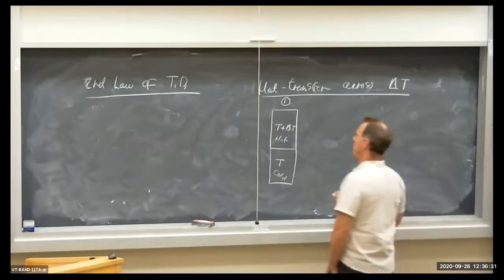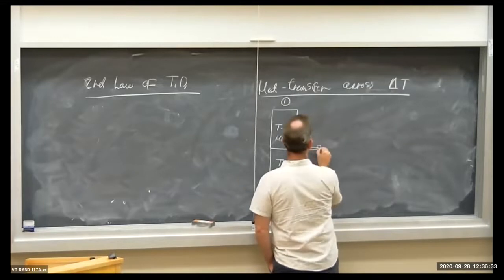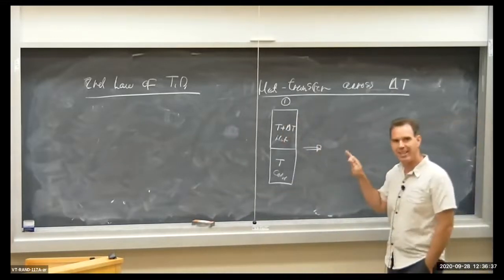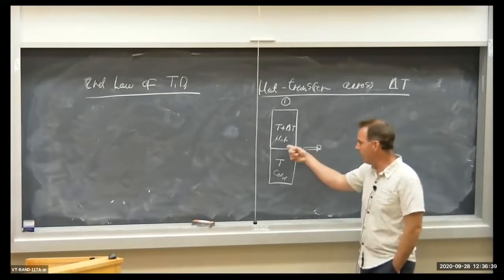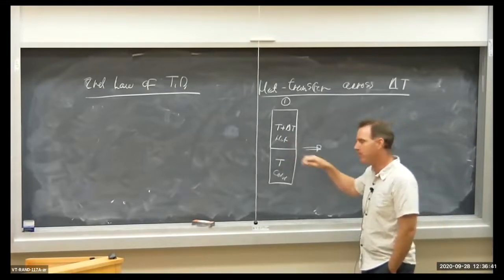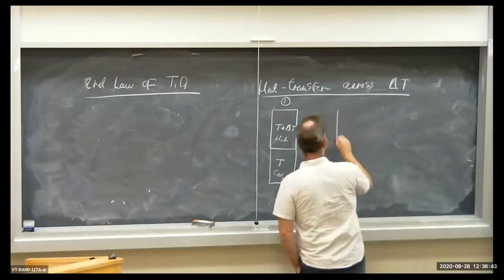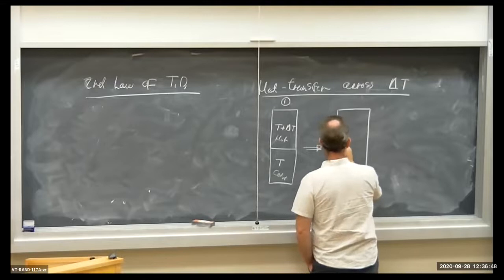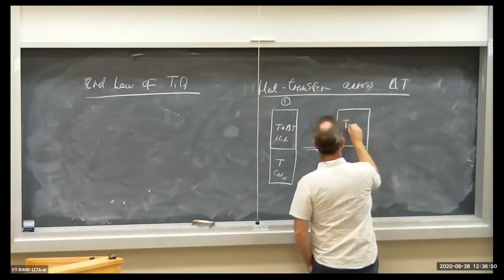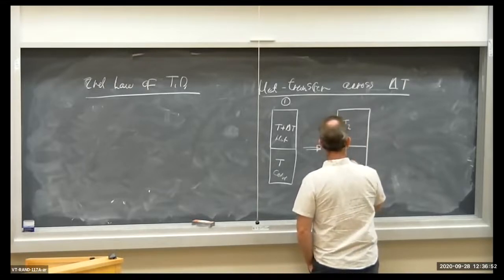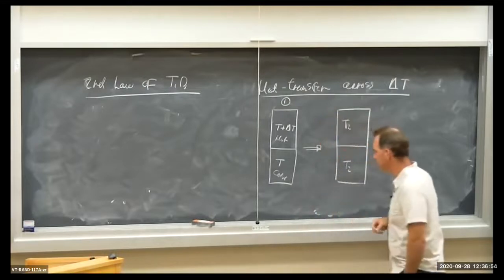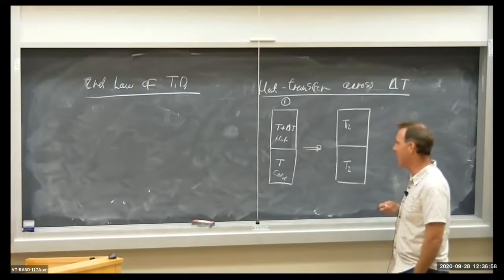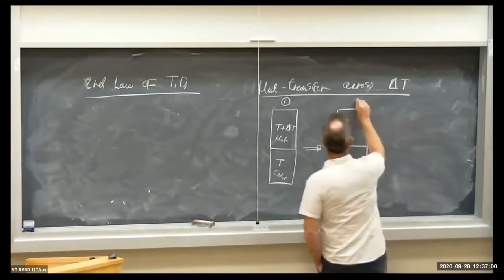Now we know from experience that if we leave these 2 bars in contact with each other, the temperatures will even out. Heat will get transferred from the hot to the cold bar until the temperatures are the same. So over time, if we wait long enough, we'll end up with a temperature T2, and they will both be the same, for the hot bar and the cold bar. So this is state 2.